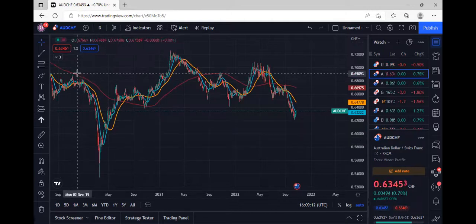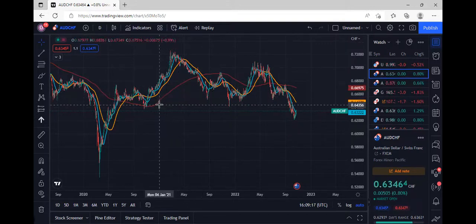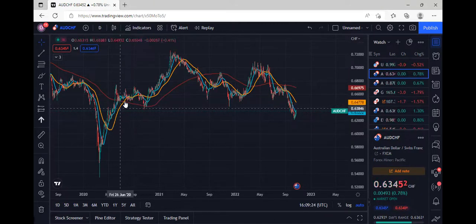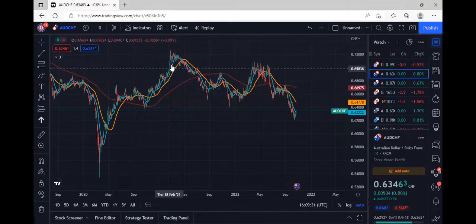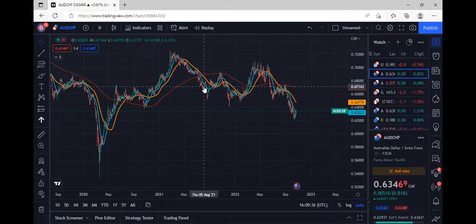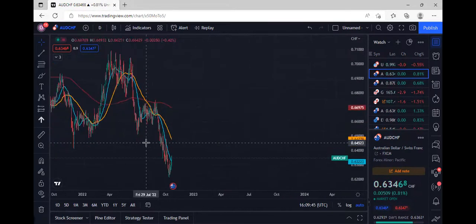This red moving average that you're seeing here is a 200 moving average. The yellow one that you're seeing right there is a 50 moving average. And the light blue moving average that you're seeing is a 20 moving average. So how do I incorporate these particular moving averages to actually make some good cash out of this particular market?